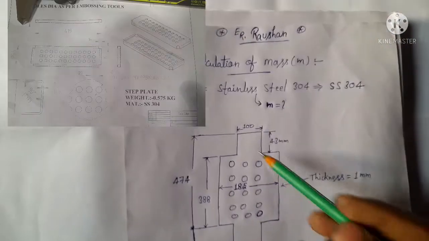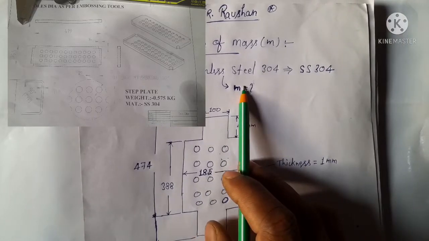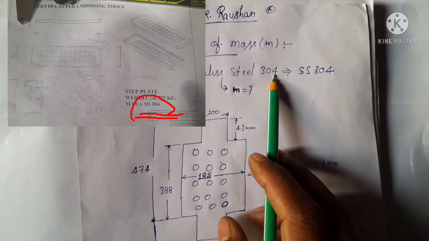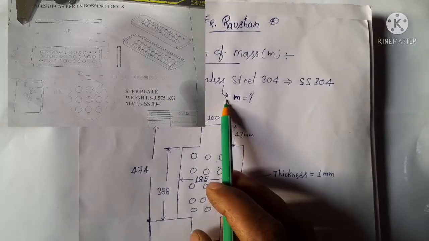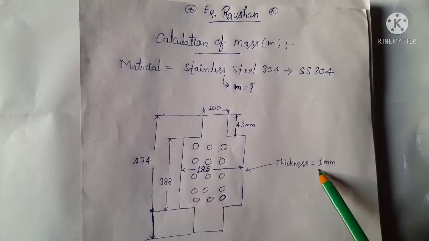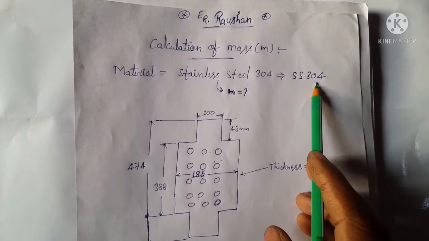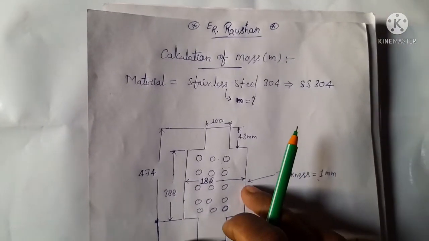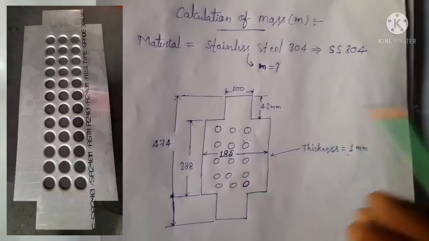So here this is a drawing, and its material type is stainless steel 304. 304, 304L, 306 are grades of stainless steel. This drawing has a material thickness of 1 mm, and the material type is SS 304. We want to find out how much mass is contained in this material.